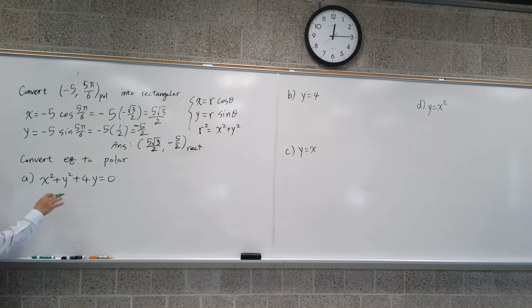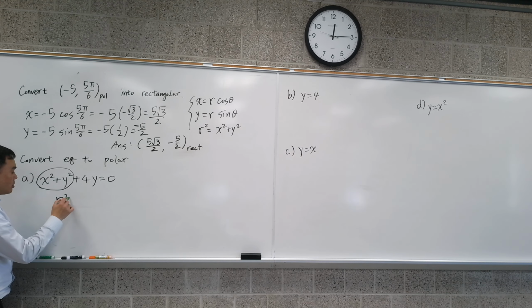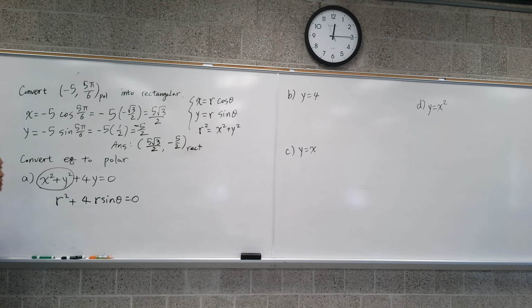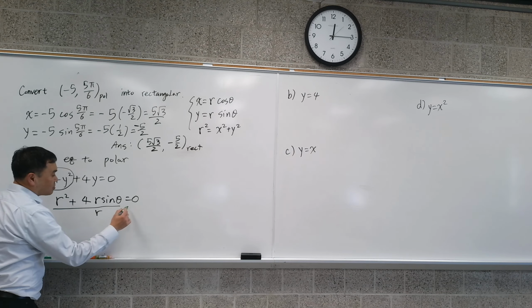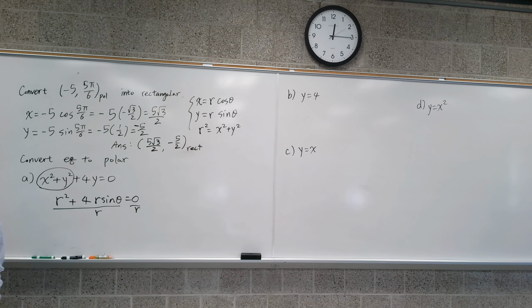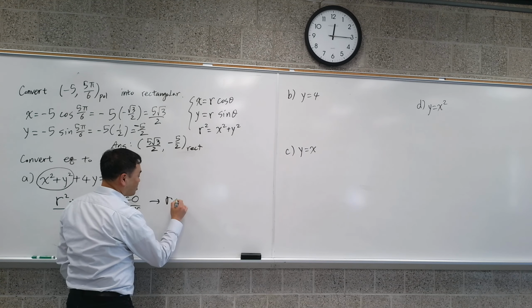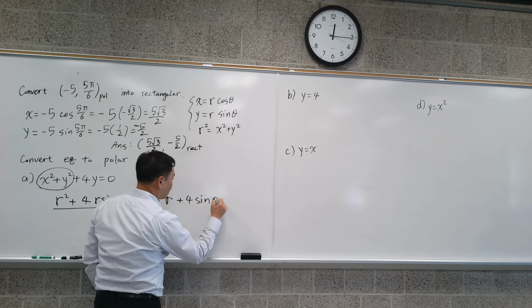Now, to convert equations into polar, you use the same thing. However, sometimes you notice that you have x squared plus y squared, so simply change that to r squared. And then y is replaced by r sine theta. Now, if you see that you can divide by r, you can do that. Well, there are some exceptions, but I don't want to go into that. You just do that, and then you get r plus 4 sine theta equal to 0.